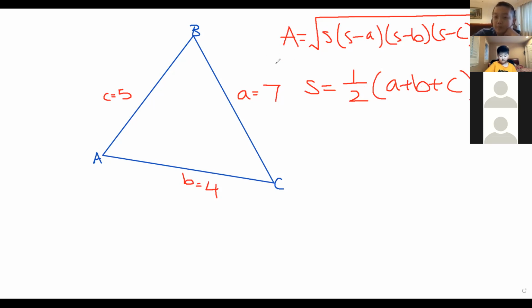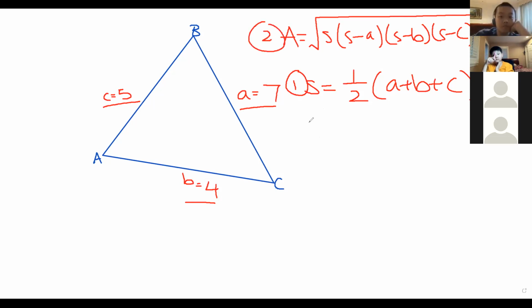So keep in mind there are specific conditions you have to satisfy in order to use this. The condition is you need to know the lengths of each side, right? If you don't know the lengths of each side, you cannot use this formula. You may have to approach it in a different way. But in this case, I know that A is 7, B is 4, and C is 5, right? So you can plug in all the values that you know. You should start with finding out what S is, right?